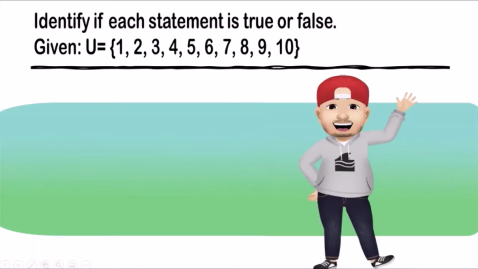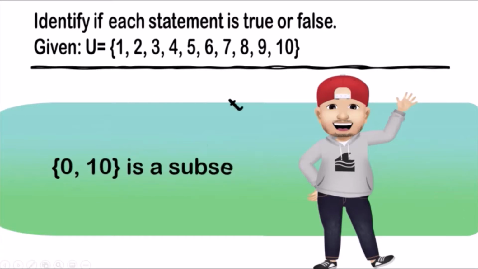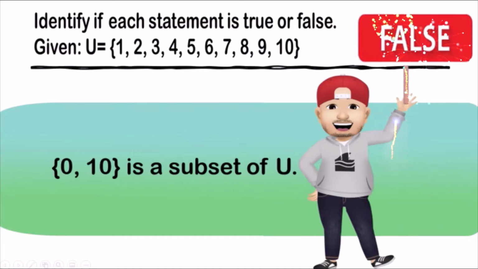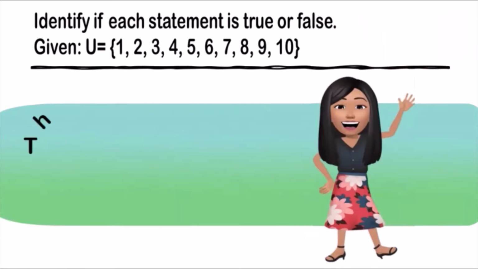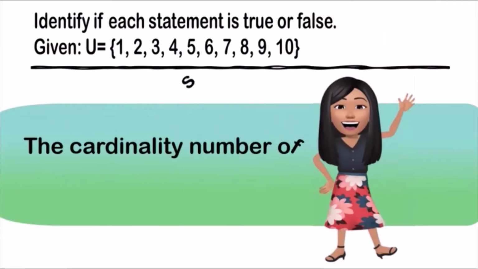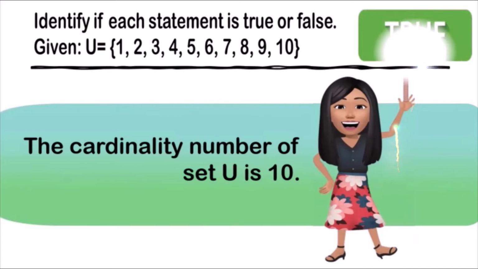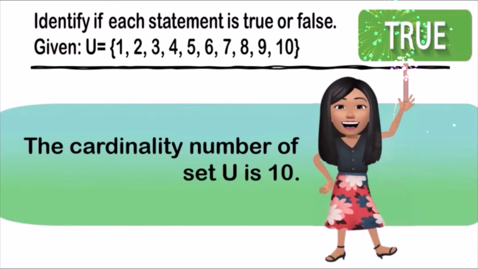Number 3. Given the set whose elements are 0 and 10 is a subset of the universal set. Excellent! You are correct. The answer is false. Why? Because 0 is not part of the universal set. Number 5. The cardinality number of set U is 10. Very good. The correct answer is true. Why? Because the universal set consists of 10 elements.